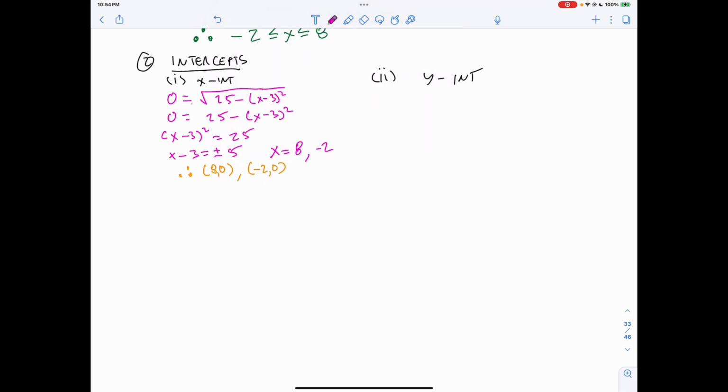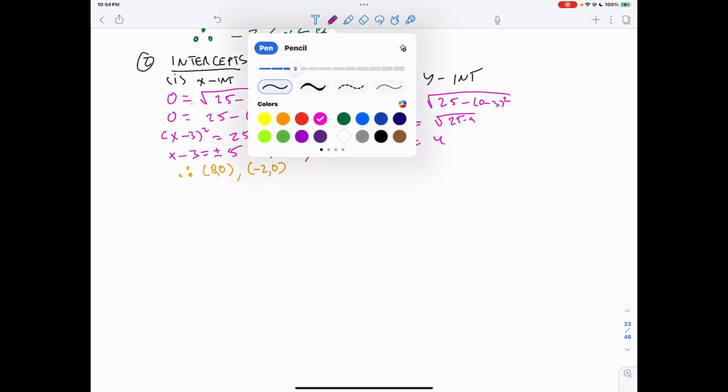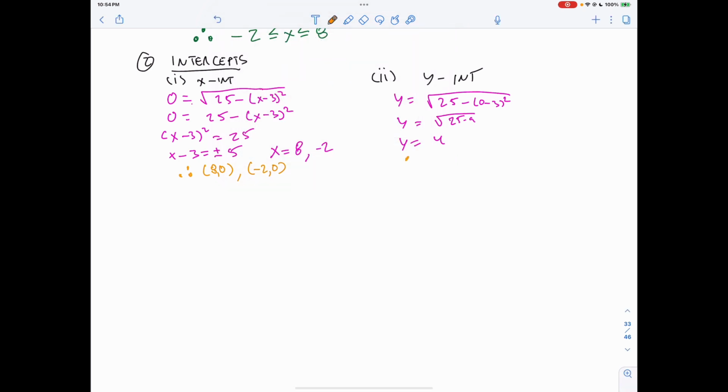For the y-intercept, if y is equal to the square root of 25 minus (0 minus 3) squared, then y is equal to the square root of 25 minus 9, which means that y is equal to 4, and I get the y-intercept at (0, 4).